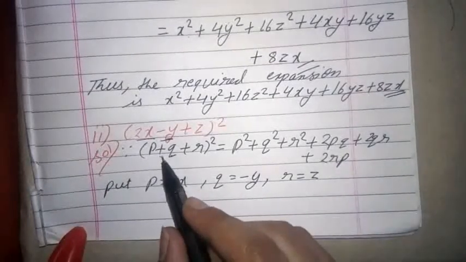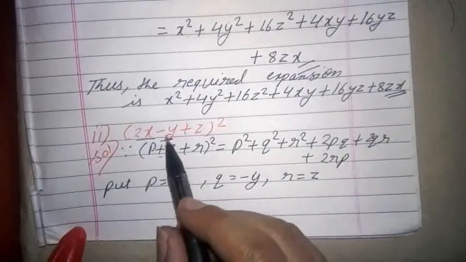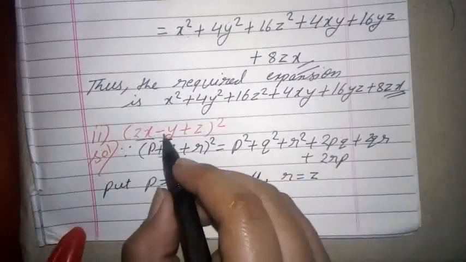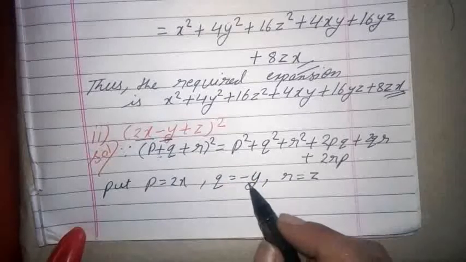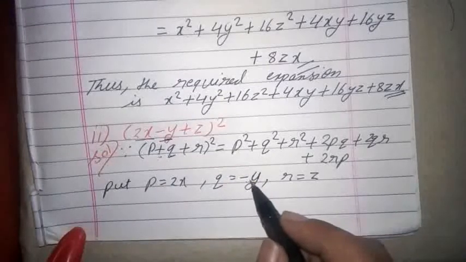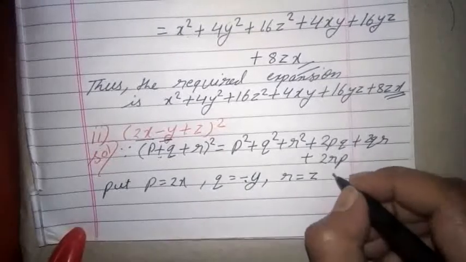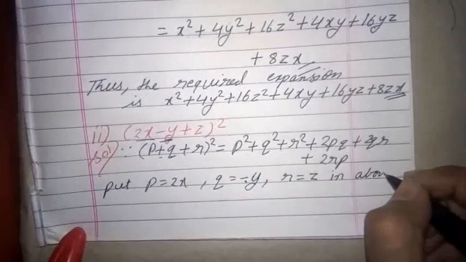If a value is also negative, then no need to write the minus sign separately, but here it is positive. And here the value of q is negative, so we have to write the value of q along with the negative sign. Put in the above identity.